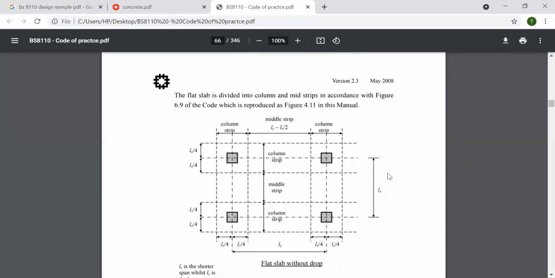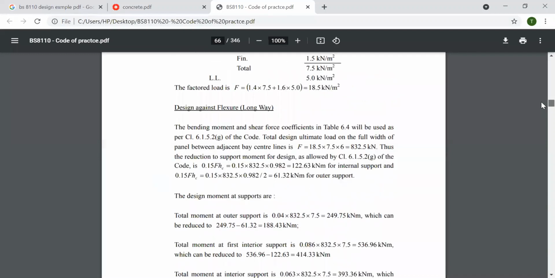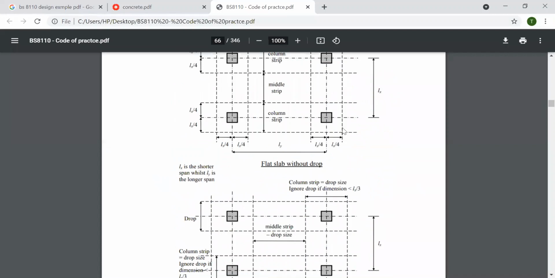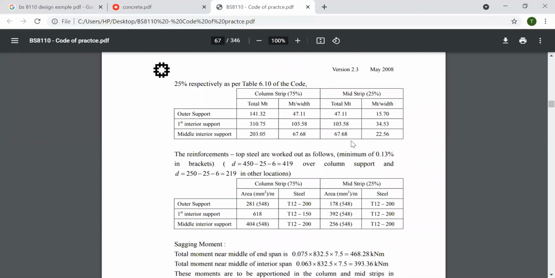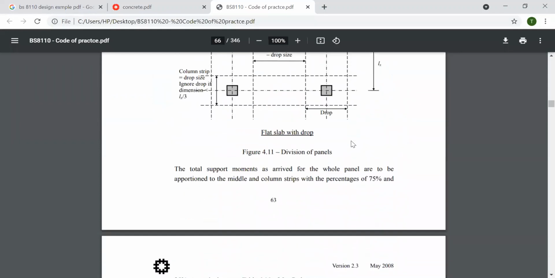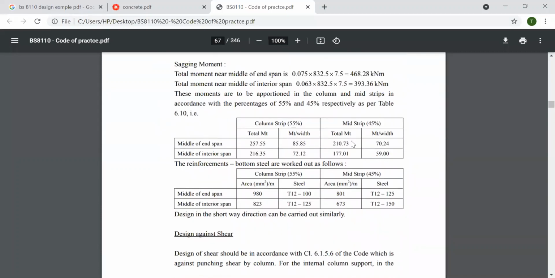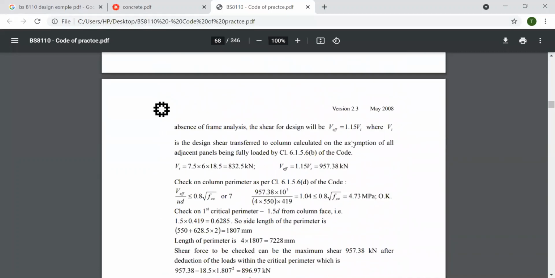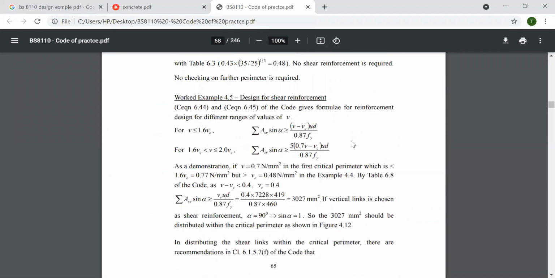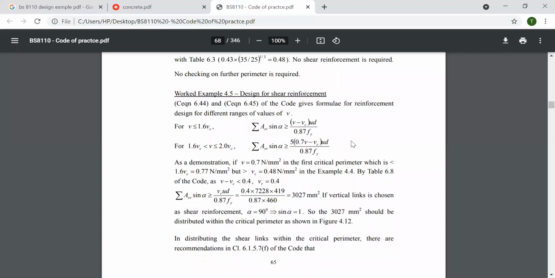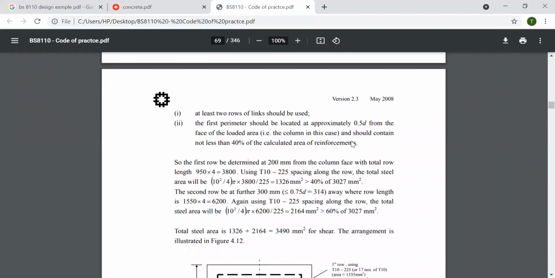So likewise, then you come to the column designs, column strips, etc. In your designs you calculate the effective size of the columns, how you find it out, the areas of the stirrups, etc. This is the design of the shear reinforcement once again.